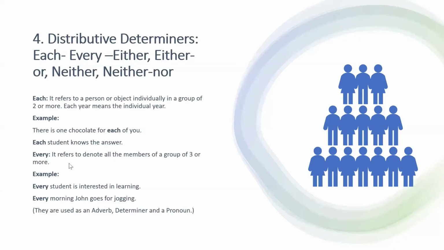Every refers to all the members of a group of three or more. Every student, example: every student is interested in learning. Every morning, John goes for jogging. Remember, they are used as an adverb, determiner, and a pronoun.